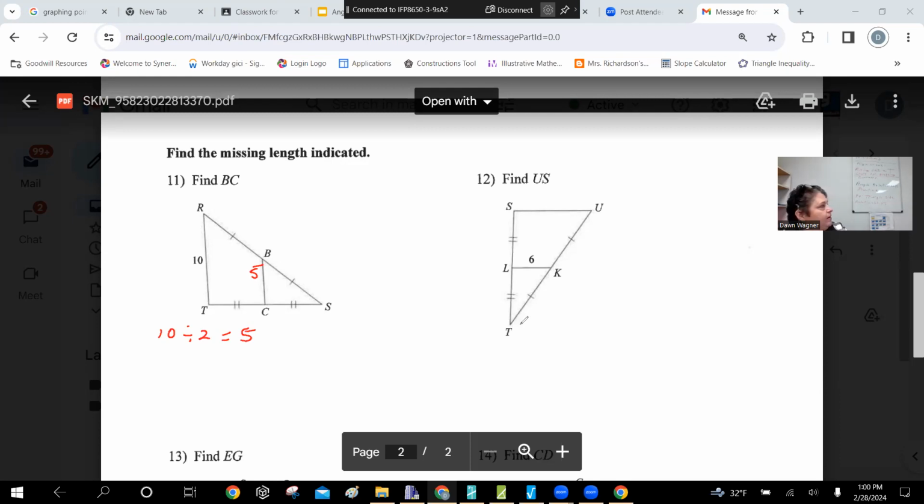Now this one was different. This one, we went ahead and we doubled it, because they gave us the inside piece. So in this case, for number 12, yeah, it's 12. So you'd take 6 times 2, which is equal to 12.